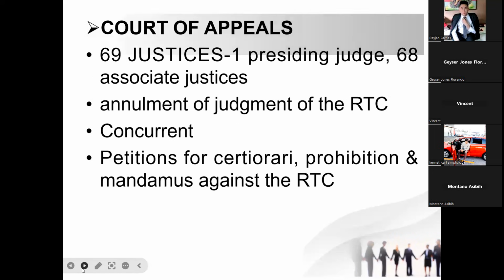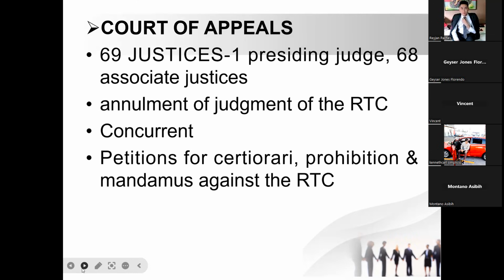Nakuha? Then, of course, we have the Court of Appeals. Ang Court of Appeals, class, merong 69 justices dyan. Sa tinatawag natin na Court of Appeals, isang presiding judge. Then, of course, meron tayong tinatawag na 68 associate justices. Ang ginagawa or ang trabaho ng Court of Appeals or jurisdiction nila, annulment of judgment of the RTC. Ang decided cases, of course, yung pinagdesisyonan ng RTC class, kukunin yan ngayon ni CA para, of course, i-review. Okay? I-review class. Kaya di ba, i-elevate yung kaso na nanggaling sa RTC papunta kay CA.